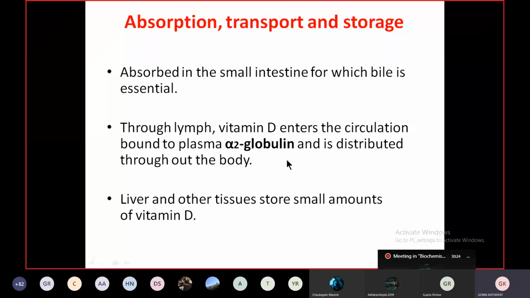bound to alpha-2 globulin. Alpha-2 globulin is the transport protein. That means it helps in binding or transporting the vitamin D, and it is distributed throughout our body. Mainly the liver stores a small amount of vitamin D.